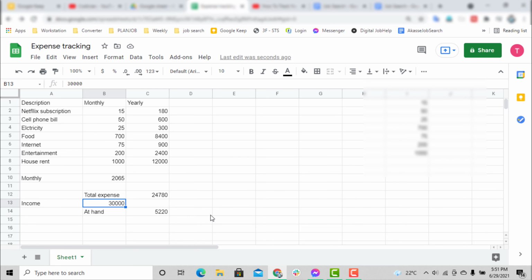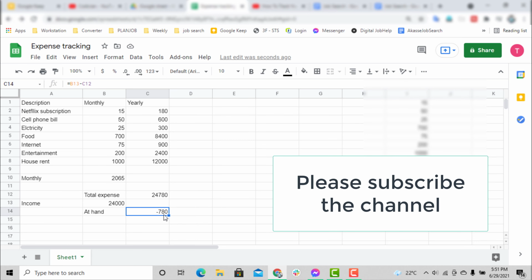But also, let's say your income is 24,000. Now we see there is a minus 780. So this is basically what you have to pay back to your bank at a certain point in time, and if you have to pay interest as well, this number will be even higher. Now this calculation is good because if you never want to go negative, you can calculate it earlier and then you can adjust the numbers here to always stay within the positive amount.